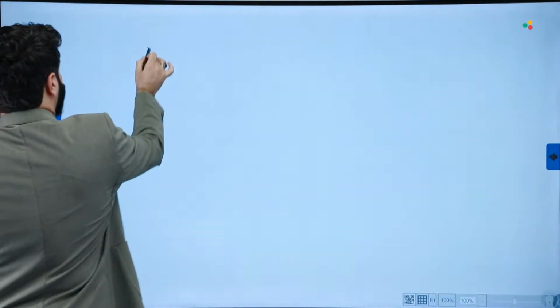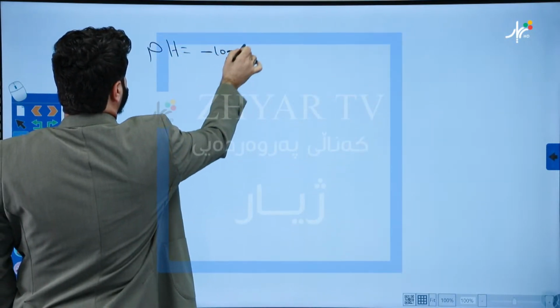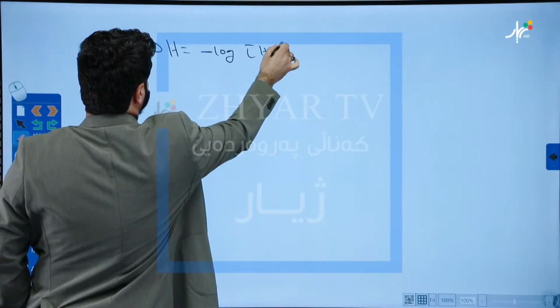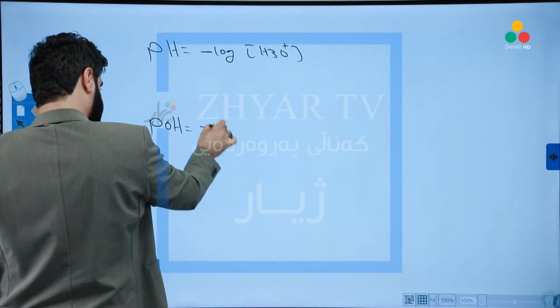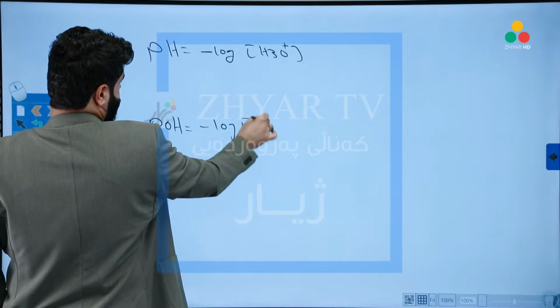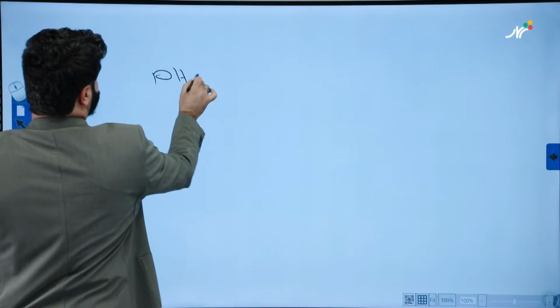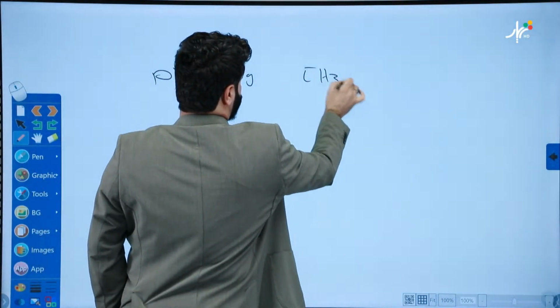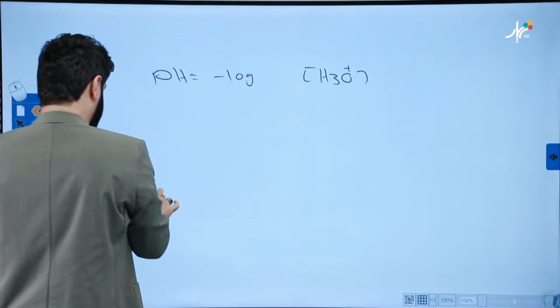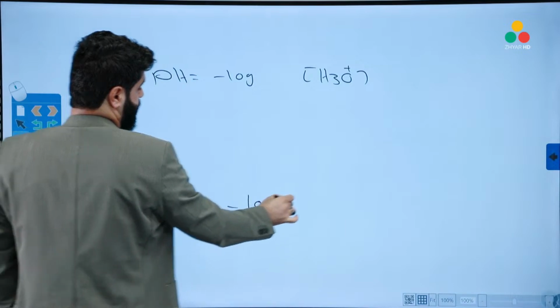As you remember, we have two rules. As I said, pH equals negative log of H3O, and POH equals negative log of OH. Okay, we have these two rules. Let me write them from the first. pH equals negative log of H3O. We need this space, okay, and POH equals negative log of OH.